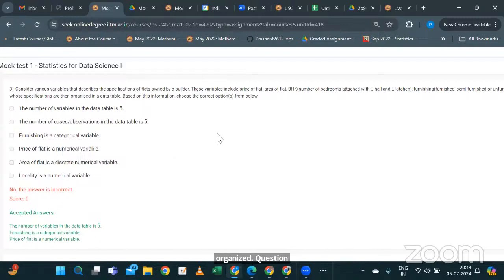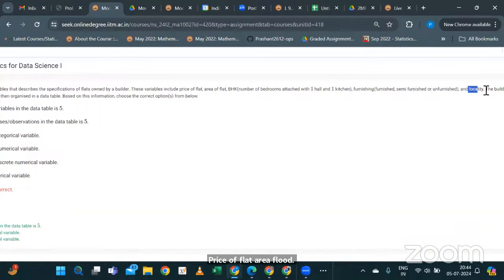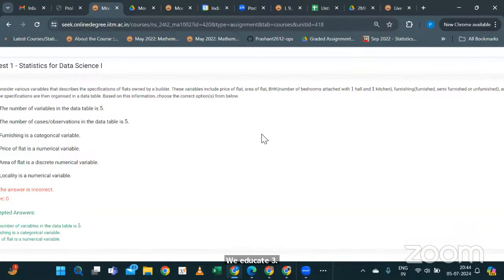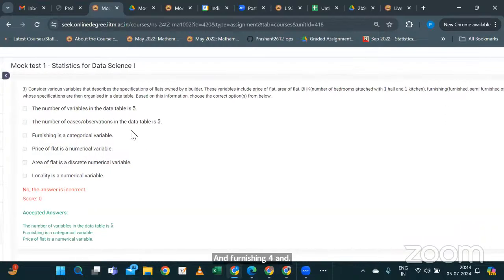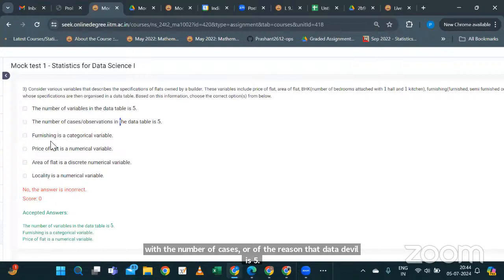5, right? Yes, we have 5 variables: price of flat, area of flat, BHK, furnishing, and locality. Now, the question says the number of cases or observations in the data table is 5? No, it's 400, sir. Correct, 400. Okay, great.